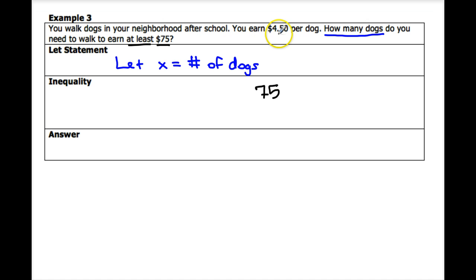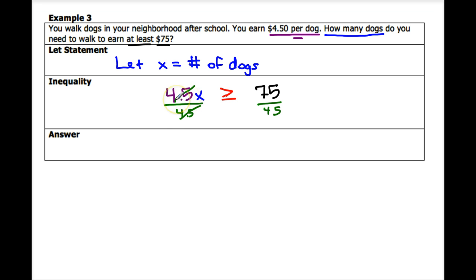We know we earn $4.50 per dog. Per always means multiply. So that means we're going to take 4.5 times our x. Okay, so 4.5x, and we want to make at least 75. So that means I'm going to use another greater than or equal to sign. I want the amount we earn over here on the left to be greater than or equal to 75. So now to solve this, I just need to divide both sides by 4.5.